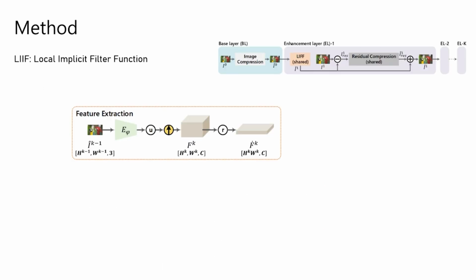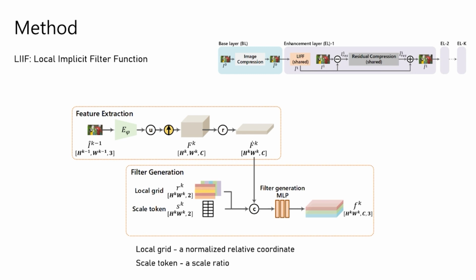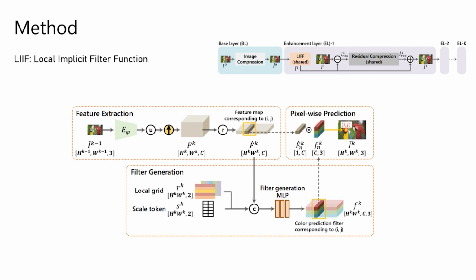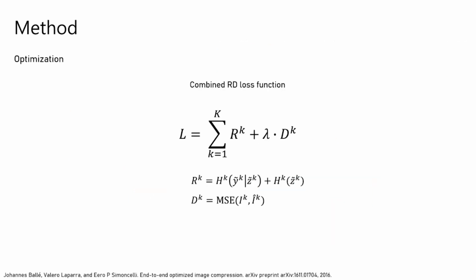The LIF module extracts feature information from the reconstruction of the previous layer and then upsamples it. Next, it generates a color prediction filter using a filter generation MLP that takes the upsampled feature map, a normalized relative coordinate, and a scale ratio between adjacent layers as inputs. Finally, it applies the color prediction filter to the upsampled feature map to determine the RGB color of the arbitrarily upscaled prediction through a simple matrix multiplication. To train the COMPASS architecture, we use a combined RD loss function.